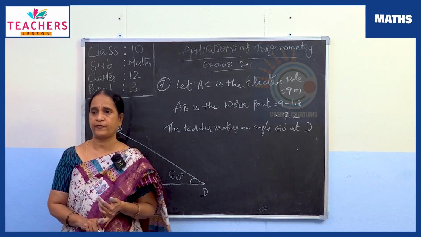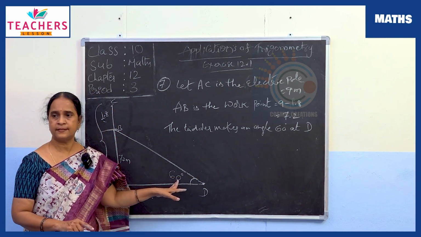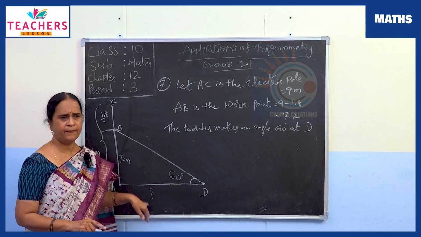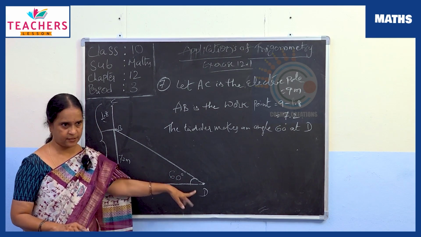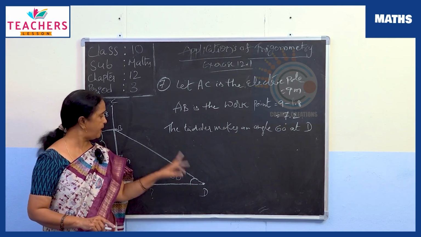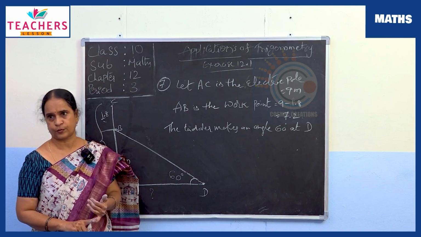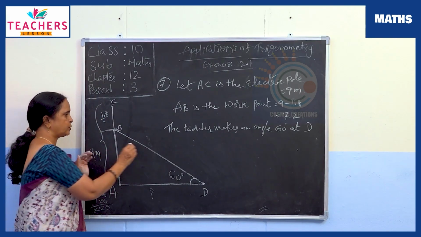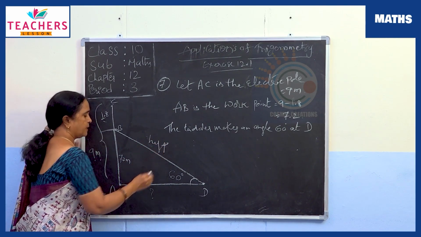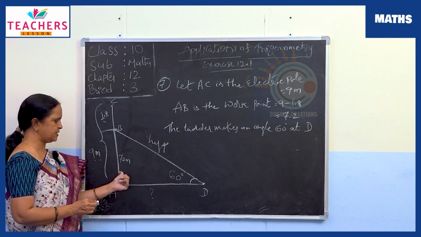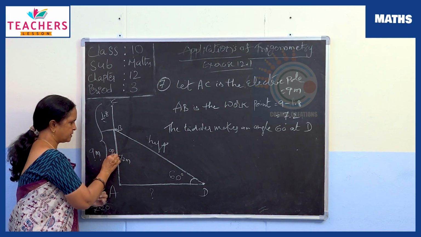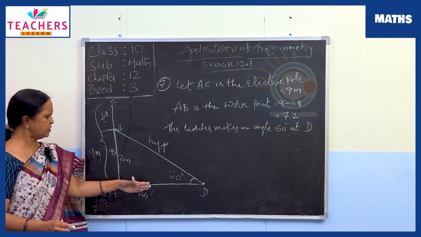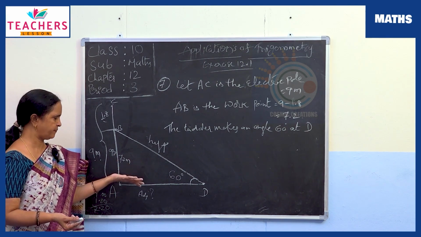Now what are we going to find? We need to find the length of the ladder and the distance between the pole and the ladder. We need to find AD and BD. How to find? With respect to 60 degrees, this is the hypotenuse, this is opposite, and this is adjacent.